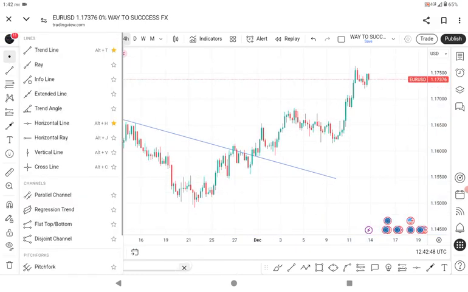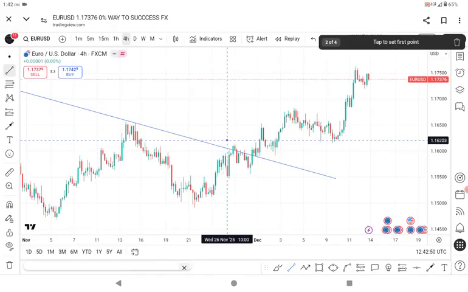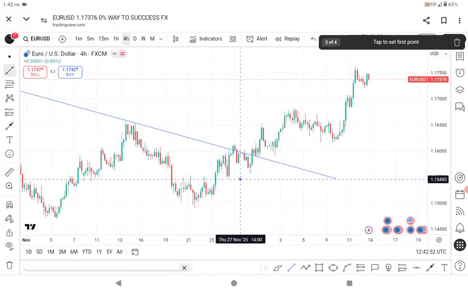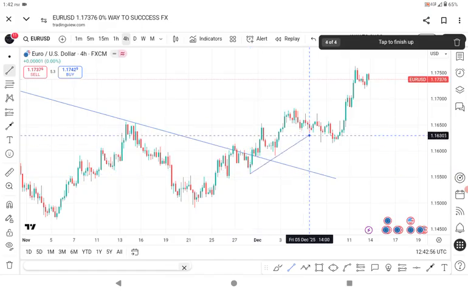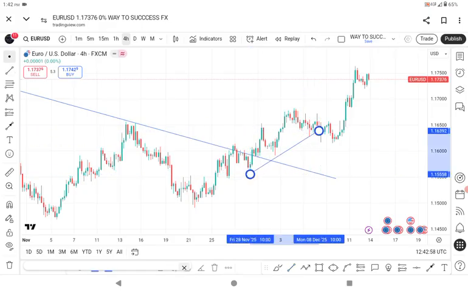Here in H4, what do we have? Already in my previous video on last week's top down analysis, I mentioned that we have a trend line here at the H4 time frame, an H4 trend line that needs to be taken out. And let me show you guys what happened.